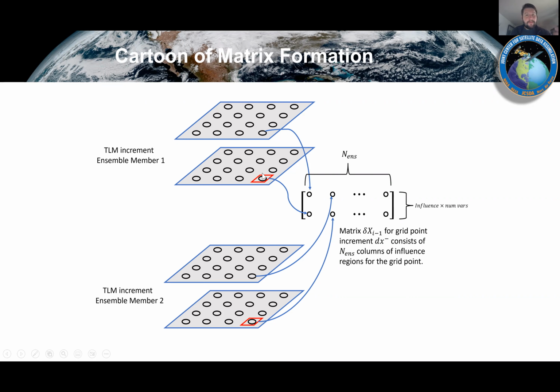It'll have a specific influence region. In this case, it's just everything above it and itself, right? We just take those and we throw them into the matrix. So there's one for this ensemble member, and there's one for that ensemble member, and then I have n of those, right? But the influence region could be different. If we expanded it out to these others, they would just line up in that matrix. Does that kind of make sense? It's a simple picture, but I think worth showing.